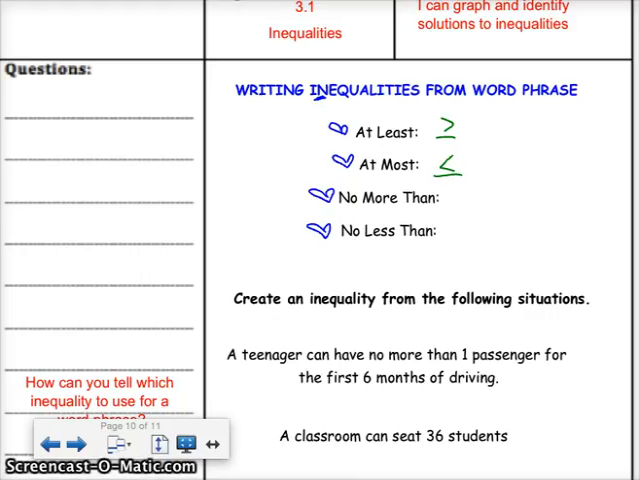And then you have a couple other situations. No more than. Okay, no more than, like I can have no more than 35 kids in this classroom. What does that mean? 35 kids or less. So that means I can't be more. If it's no more, that means I have to be smaller than, but I can also be equal to.